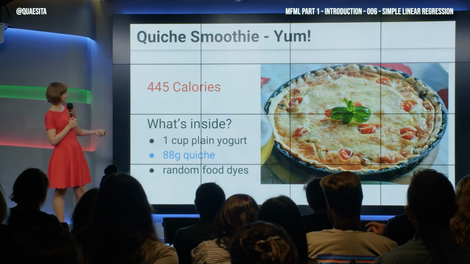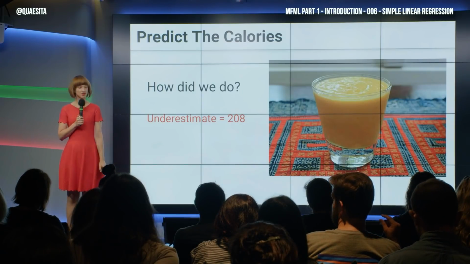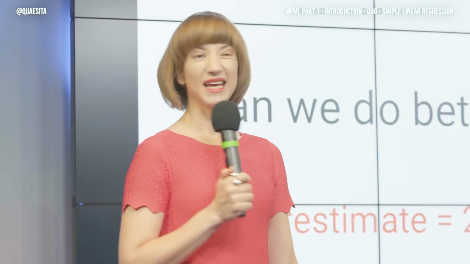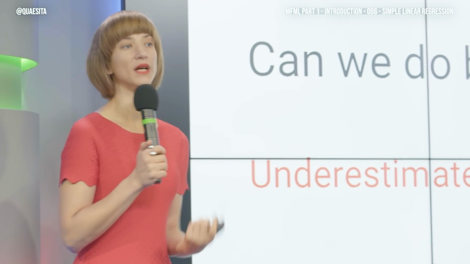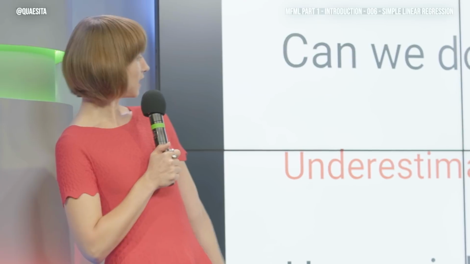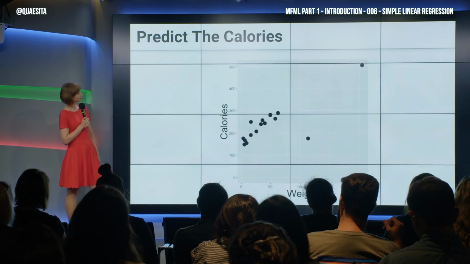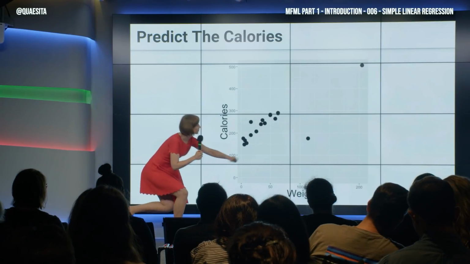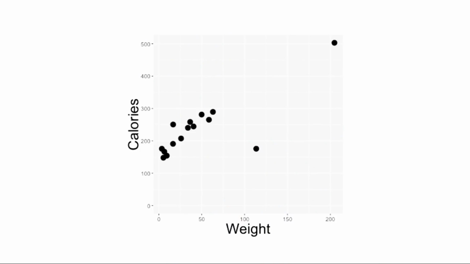So how did we do? We had an underestimate of 208 calories with that strategy. And can we do better? Well, maybe it would help to have the weight of the secret ingredient. So what we'll do as analysts is we'll make a little plot, and we'll have the weight from 0 to 200 grams on the x-axis and calories from 0 to 500 on the y-axis. And as we look at this, we ask ourselves, is there anything going on, or is weight completely useless here?